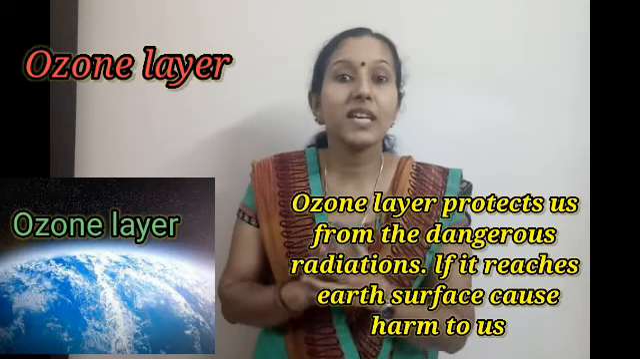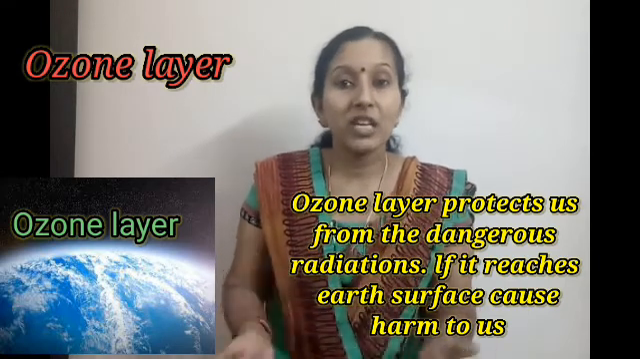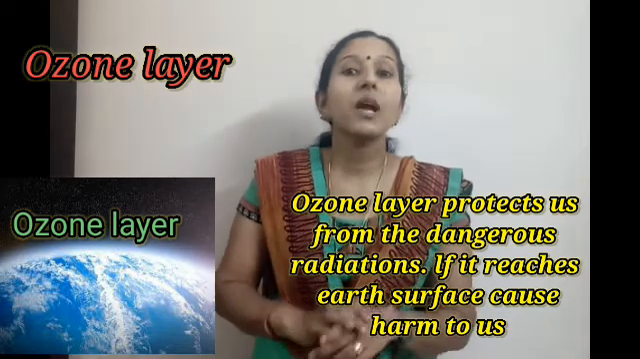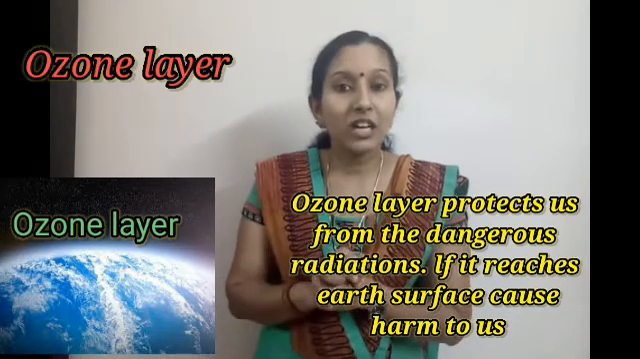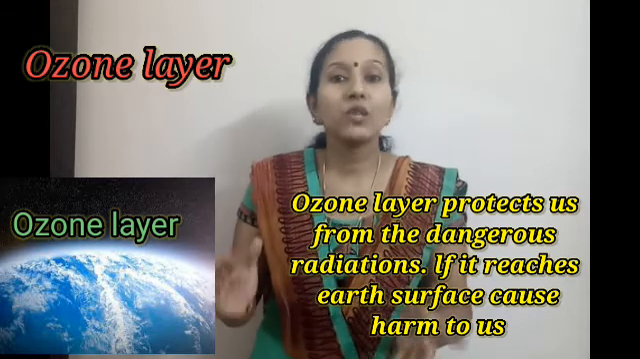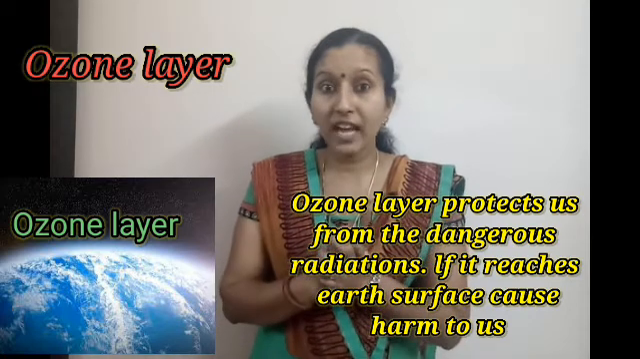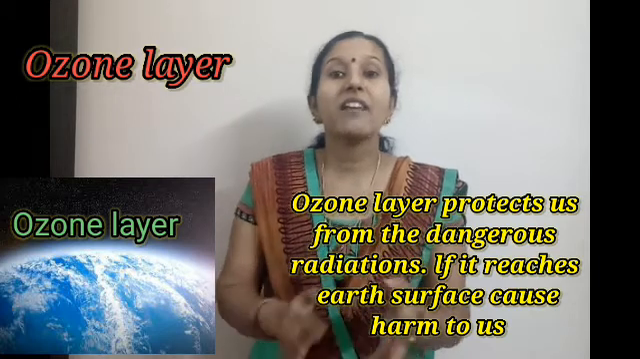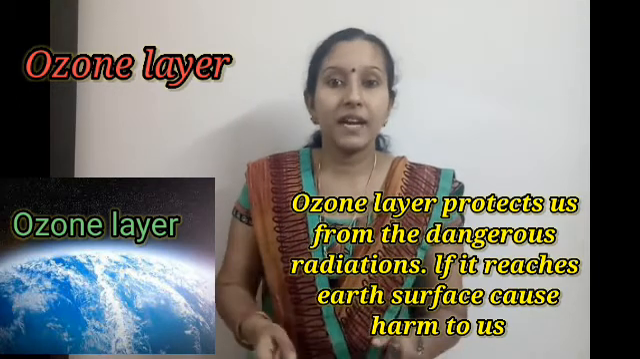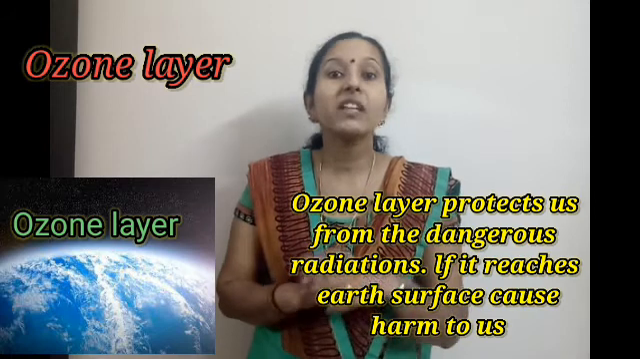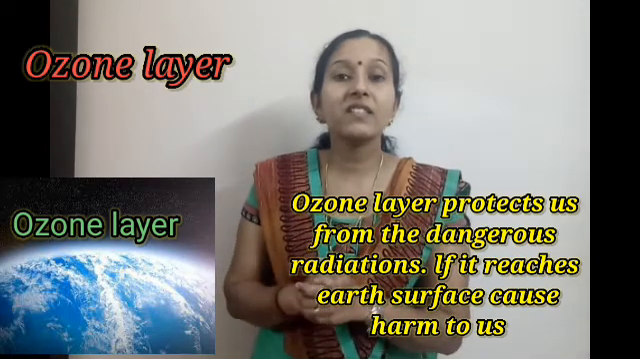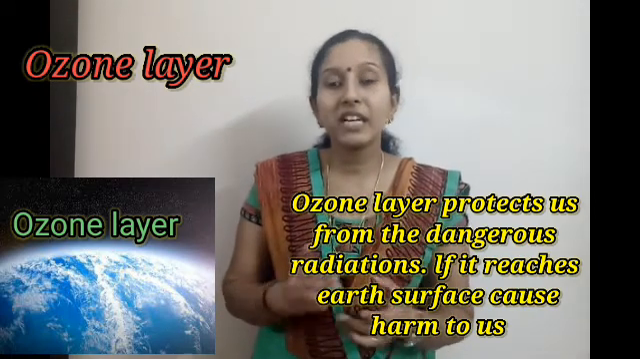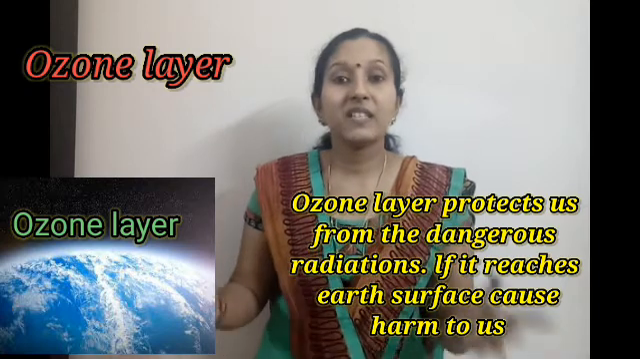So ozone is a protective shield, or ozone acts as a protective layer, and this protective ozone layer protects us from the dangerous radiations like ultraviolet radiations from the sun. If these ultraviolet radiations hit our body, we may get different severe diseases.